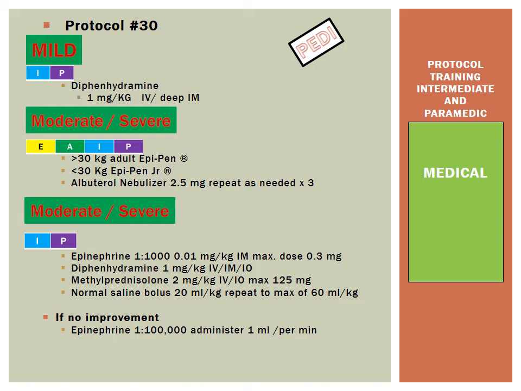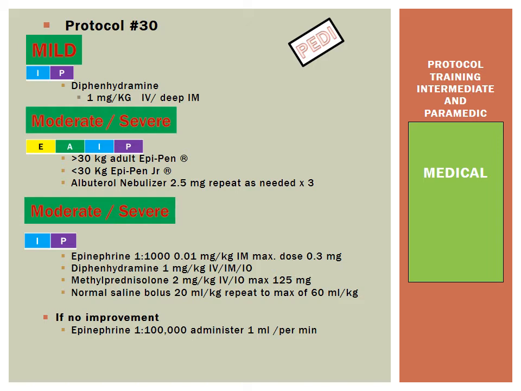For our moderate and severe, our EMT through paramedic, the EMT is going to administer that epinephrine auto-injector. If the patient is greater than 30 kilograms, they're going to give the adult EpiPen. If they're less than 30 kilograms, EpiPen Junior. They're also going to administer albuterol, 2.5 milligrams nebulized, and they're going to repeat as needed times 3. And that can be given by our EMTs and our advanced providers without a prescription.